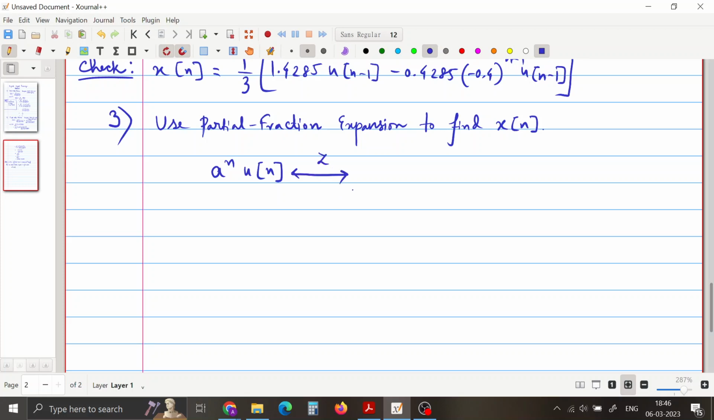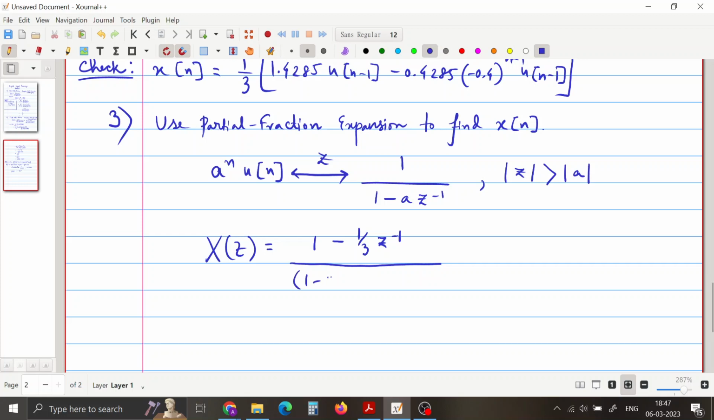a to the power n u of n has the Z transform 1 over 1 minus a times z inverse, and the ROC is mod z greater than mod a. And the given Z transform in our question is X of z equals 1 minus 1/3 z inverse divided by 1 minus z inverse times 1 plus 2 times z inverse, and the ROC is mod z greater than 2.